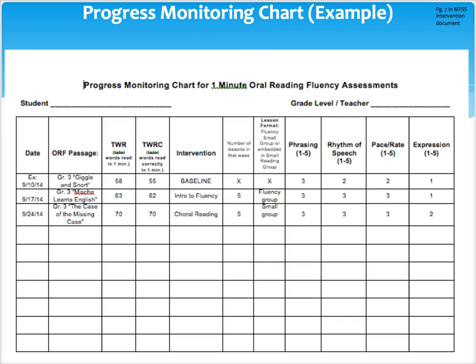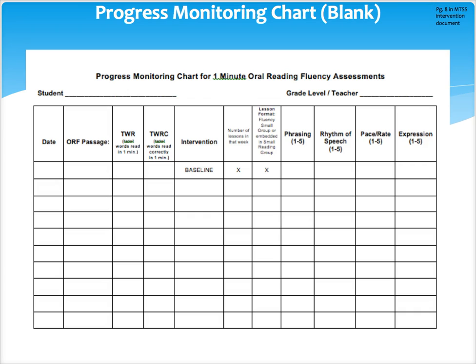Following that in your packet on page 8 will be an empty chart. Do remember that before you begin the fluency intervention that you will take a baseline. So this would be whatever grade level that this student is working on, so their instructional or independent level, you'll find a baseline. So you'll want to find an ORF passage for that grade level and give that to them and record that on this monitoring chart before you even begin any intervention.